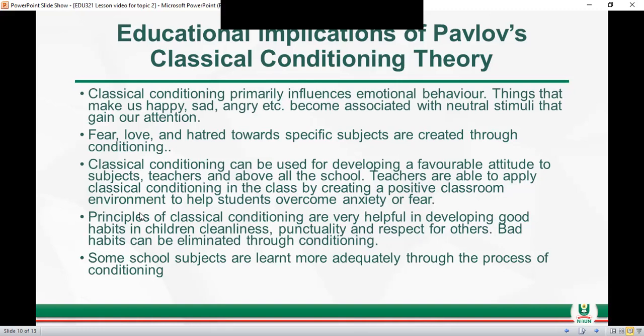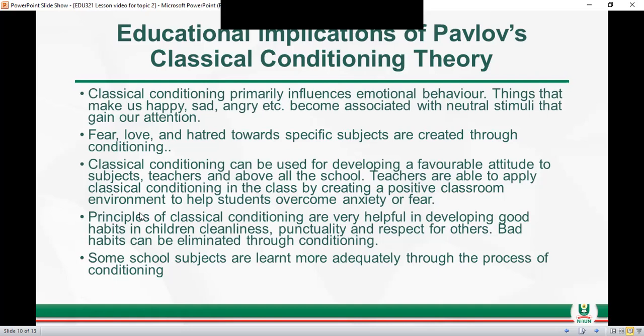So the fourth point of the educational implications: classical conditioning can be used for developing a favorable attitude to subjects. Just as a student can hate a subject because of the way the teacher treats the student, the same way classical conditioning can be used for developing a favorable attitude to subjects, teachers, and above all, the school.